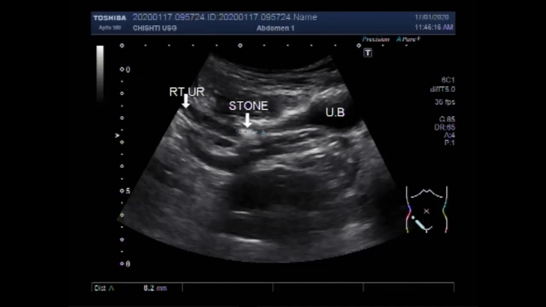This stone measures about 8.2 millimeter.